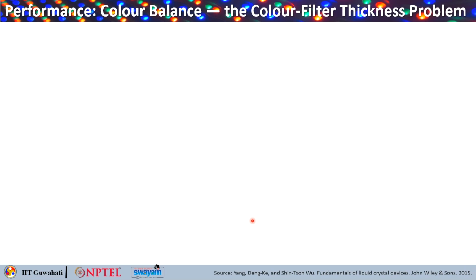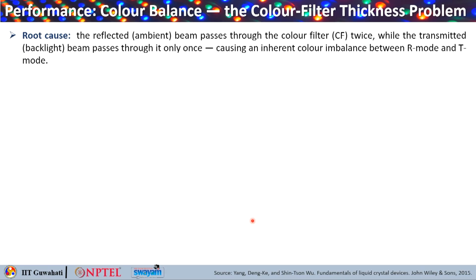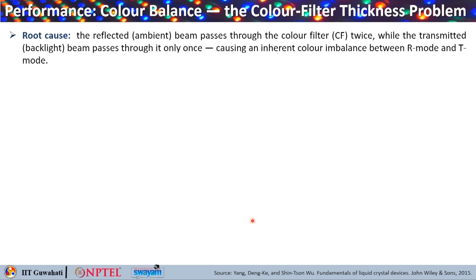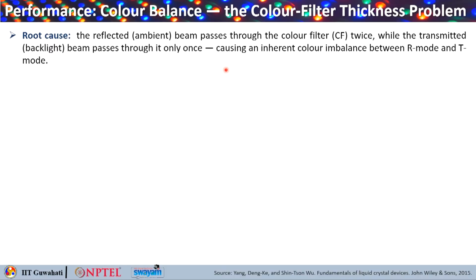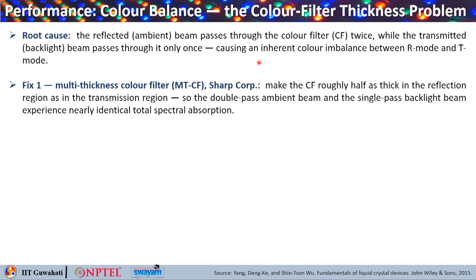There is also an issue with the color filter thickness, and it comes from the fact that the reflected light, which is basically the ambient light, passes through the color filter twice, while the transmitted light, that is the backlight beam, crosses the color filter only once. Just imagine the IR image that we have seen in the previous slides, and using that you can think of it. Now this causes an inherent color imbalance between the reflection mode and the transmission mode. So what can be fixed?